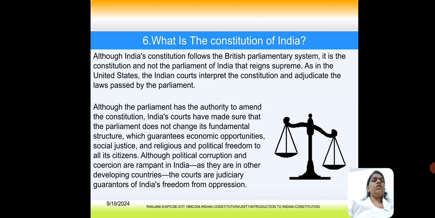Next, the Indian Constitution follows the British parliamentary system. It is the Constitution that is supreme, not the Parliament of India. As in the United States, the Indian courts interpret the Constitution and the laws passed by Parliament. The Parliament has the authority to amend the Constitution, whereas the Indian Constitution has made sure that Parliament does not change its fundamental structure.